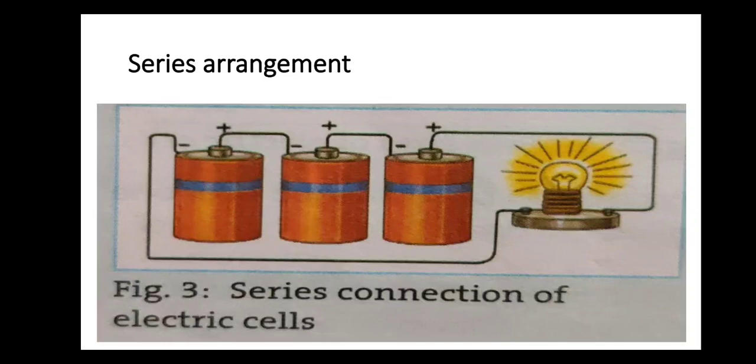This is the picture of series arrangement. In this, one cell is connected to another cell and this second cell is connected to the third cell, but the arrangement is like positive to negative, positive to negative, and the negative of the first cell and the positive of the third cell is connected with the bulb.